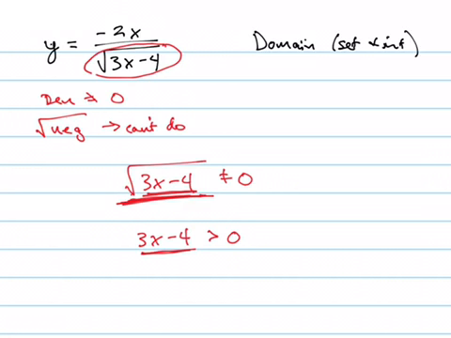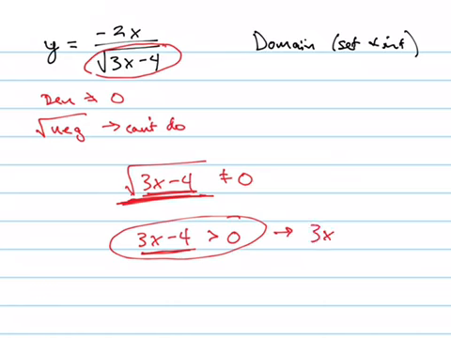Previously what we would have said is that 3x minus 4 would have to be greater than or equal to 0, because it can equal 0, square root of a 0 is a 0. But if it did, we'd have a problem because we'd be dividing by 0. So we can just write this one thing, and that one thing is what we're really looking for. That 3x minus 4 has to be greater than 0. So let's just solve that inequality.